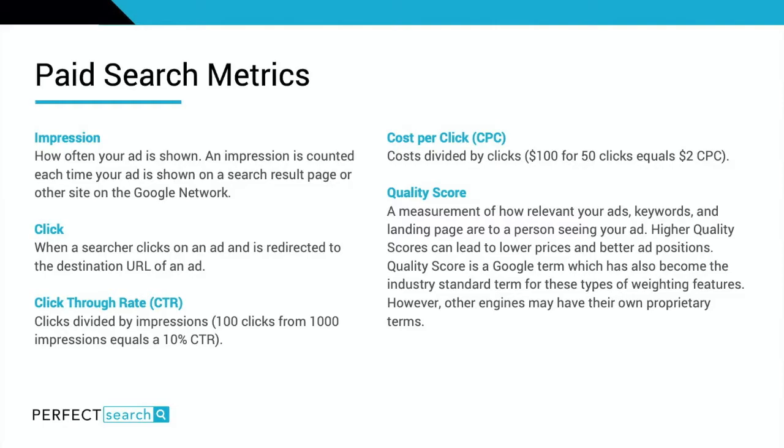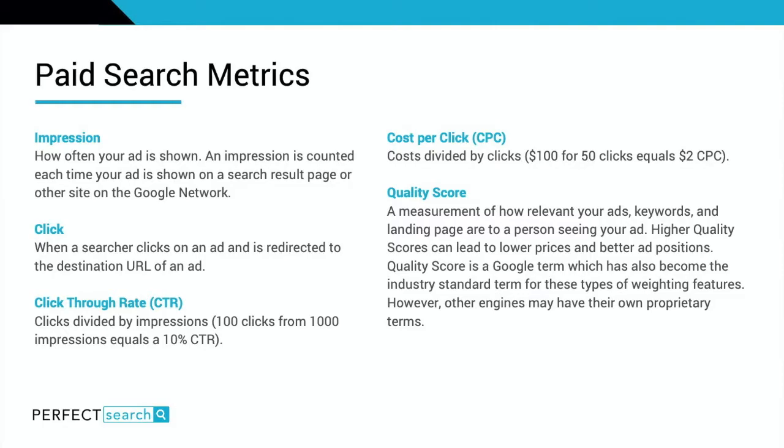Click-through rate is then clicks divided by impressions. So basically, of the times your ad was shown, what percentage of the time was your ad clicked on? So for example, 100 clicks from 1,000 impressions equals a click-through rate of 10%. Cost per click is exactly what it sounds like, so just cost divided by clicks, and gives you an idea of, on average, what you're paying per click. And then quality score is just a measurement of how relevant your ad's keywords and landing page are to a person seeing your ad.